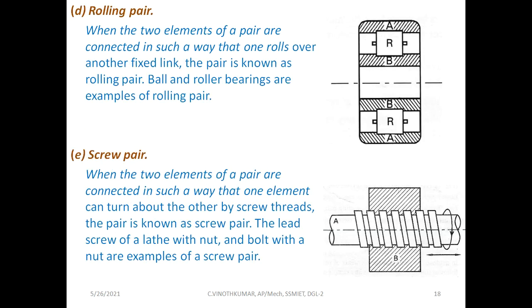Next, a rolling pair. When the two elements of a pair are connected in such a way that one rolls over another fixed link, the pair is known as a rolling pair. Ball and roller bearings are examples of rolling pairs. Next, a screw pair. When the two elements of a pair are connected in such a way that one element can turn about the other by screw threads, the pair is known as a screw pair. The bolt and nut is one of the best examples. The lead screw in lathe beds is also a good example of a screw pair.